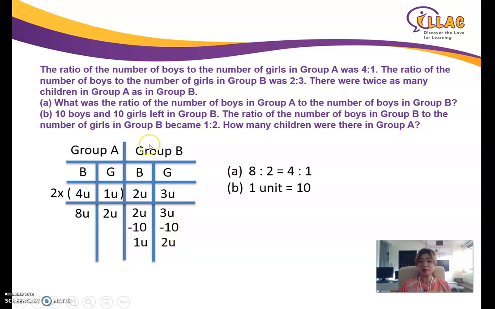And how many children were there in group A? Group A has 10 units altogether. Therefore, 1 unit is 10. 10 times 10 equals 100. That's it, and you got the answer.